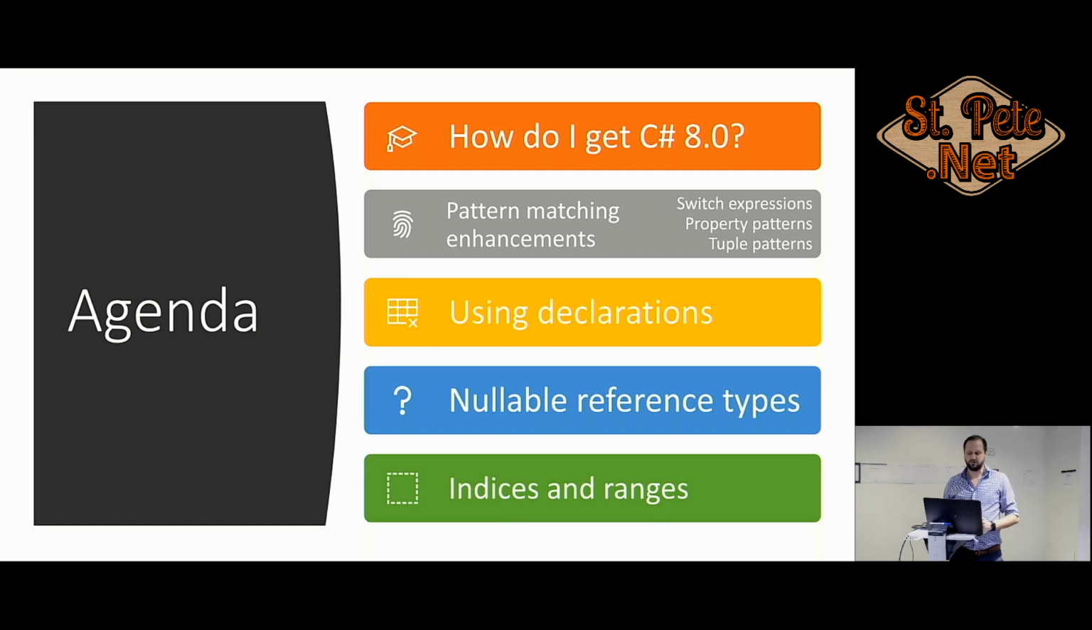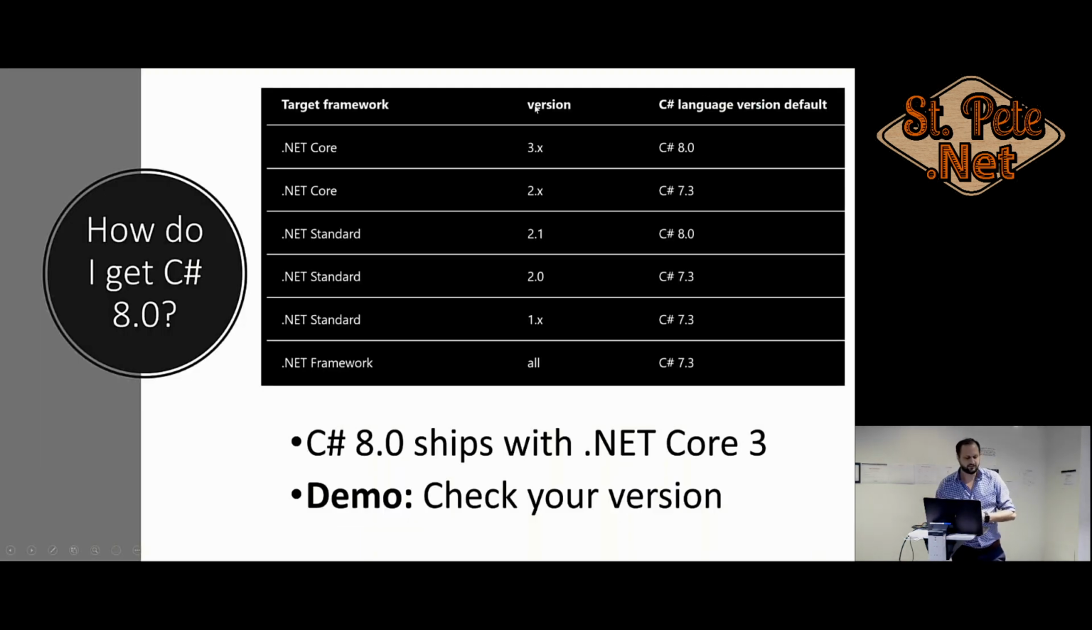We're going to cover the new using declarations. We're going to cover the nullable reference types. Nullable reference types is probably maybe the most hyped feature of this. It's relatively straightforward, so it's not going to take too long to cover that particular aspect. And then finally, we're going to cover the indices and ranges. So that's our general agenda for today. Any questions on that so far?